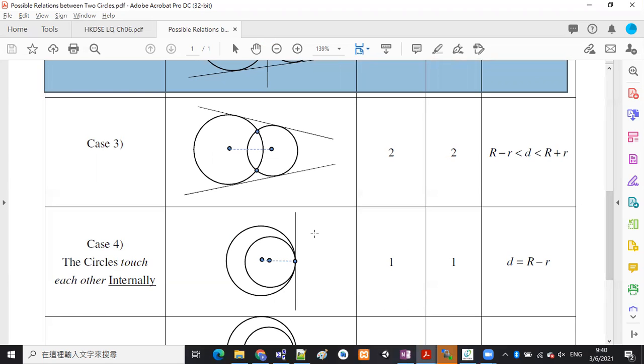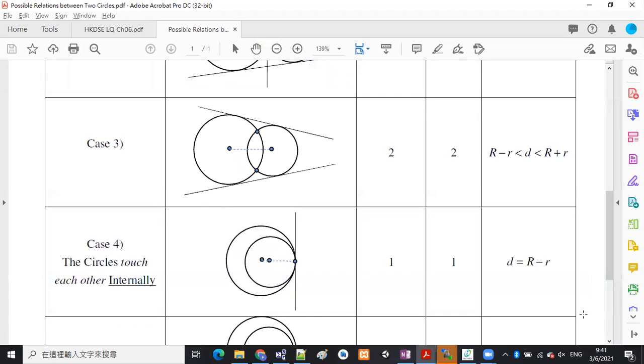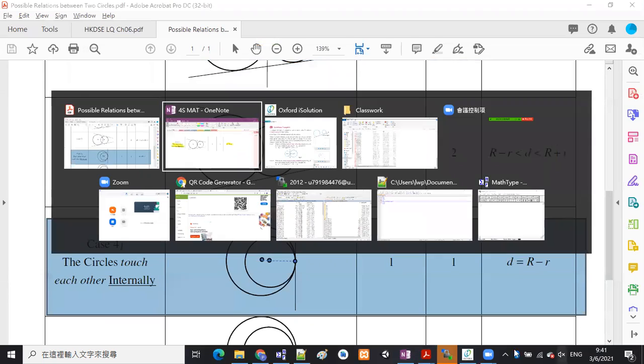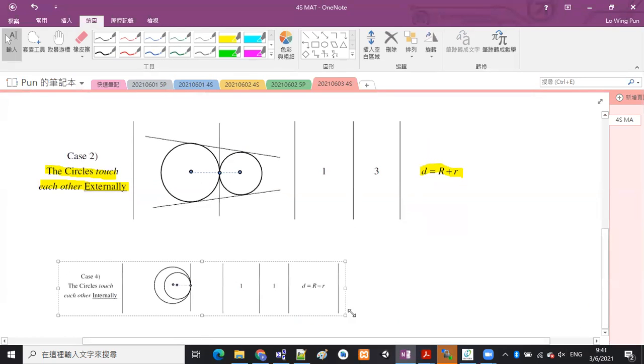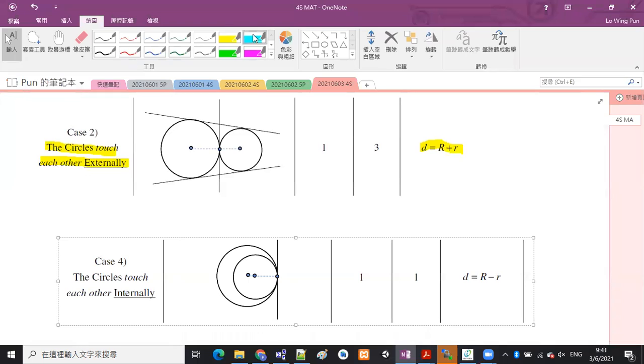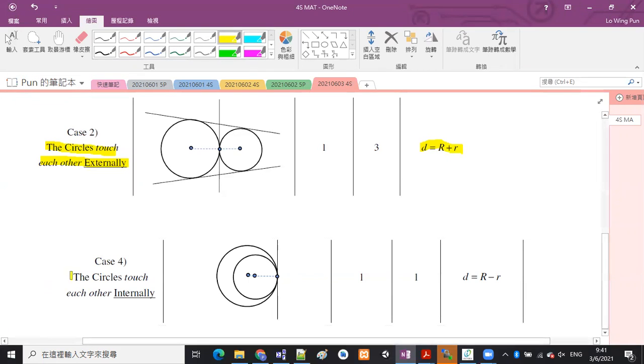If a question looks like a DSE or exam question, I will mention it to you, which ones are very exam type. And there is case 4, highlight this. Can you get this? When the circles touch each other internally, the distance between the centers will be equal to the difference between the radii.